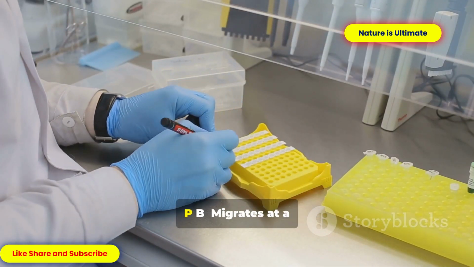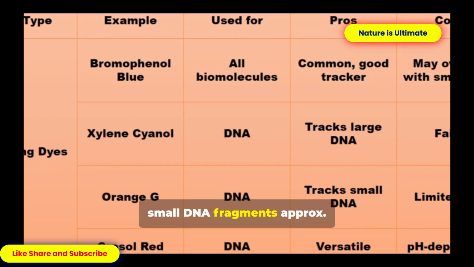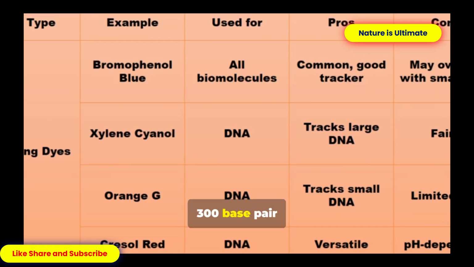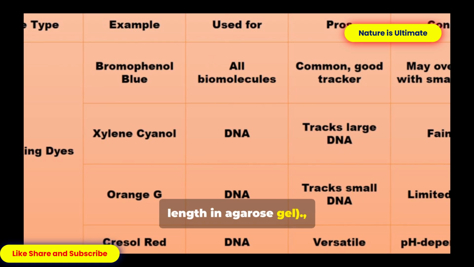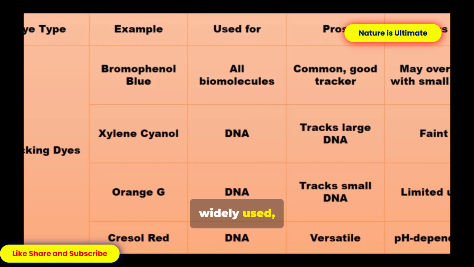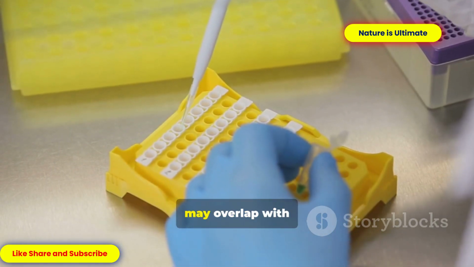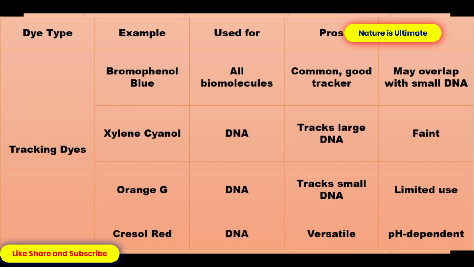Bromophenol Blue, BPB. Migrates at a rate similar to small DNA fragments, approximately 300 base pair length in agarose gel. Pros: it is inexpensive, stable, widely used, visible. Cons: it is not precise for larger fragments, may overlap with small DNA bands.